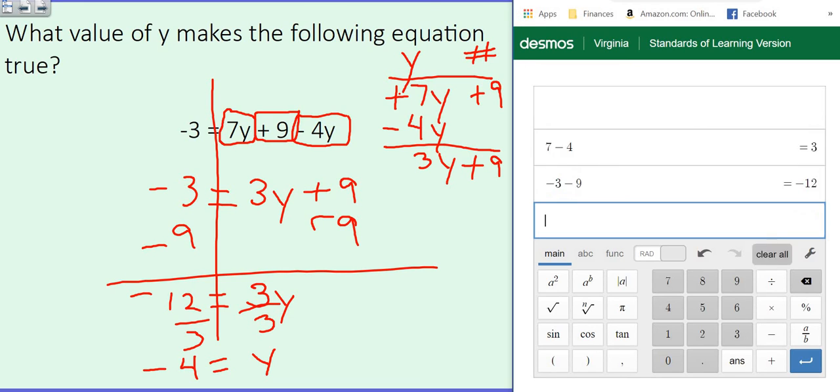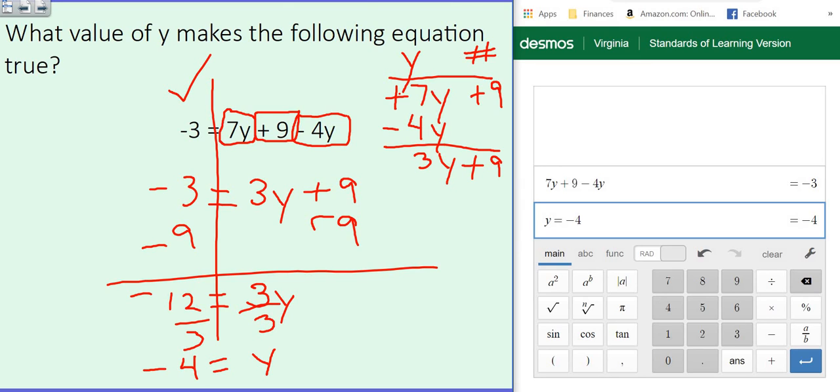So now I'm going to clear this out, and I'm going to show you how to check this. Only one side of my equation has variables in it, so I'm going to type it. 7y plus 9 minus 4y. And I'm going to go down to my next line, and I'm going to put in y equals negative 4. That gives me a solution of negative 3, which is exactly what's up here. So that means that I did my math correctly.